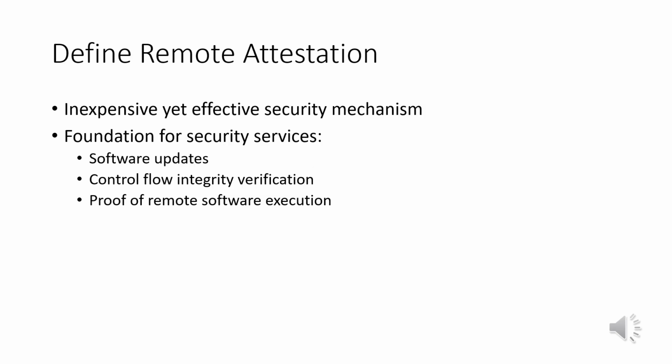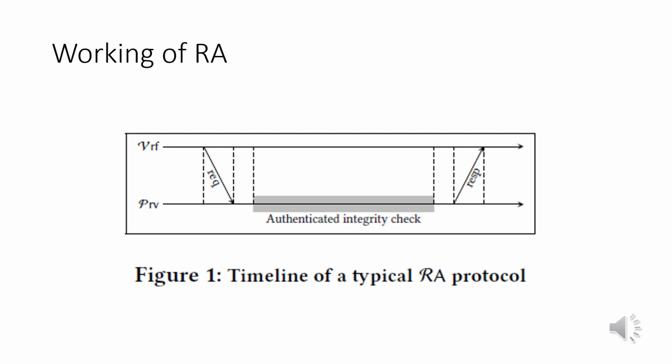Remote attestation is a cheap yet extremely effective method of detecting unauthorized modification to executables of remote low-end devices. Remote attestation is also responsible for maintaining other important security services in these devices, such as software updates, control flow integrity verification, and proof of remote software execution. We shall now look at the working of the remote attestation protocol.